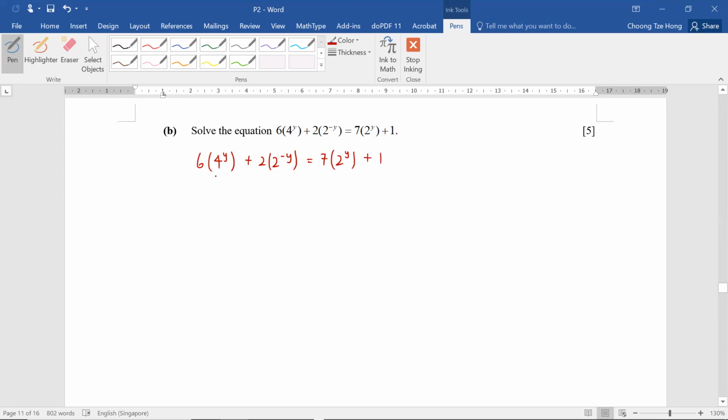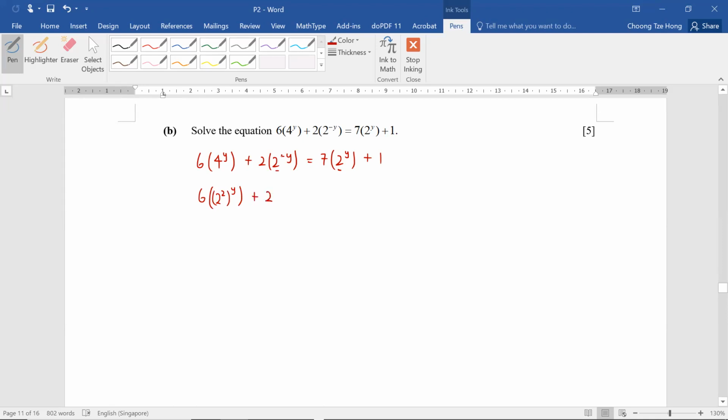Over here you can see that there's a 4 to the power of y, a 2 to the power of negative y, and a 2 to the power of y. We always want to change to the one with the smallest base. So the smallest base here will be 2, right? This is a base 4. How can we change base 4 to base 2? If you use the laws of indices, 4 will be 2 squared. So actually it will be 2 squared to the power of y.